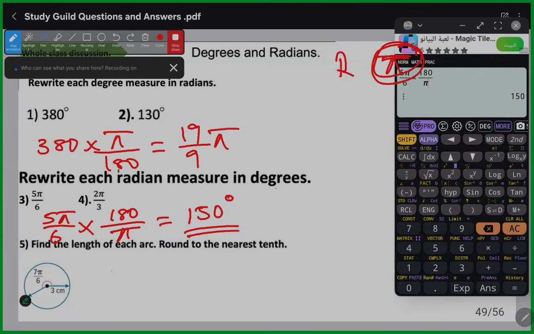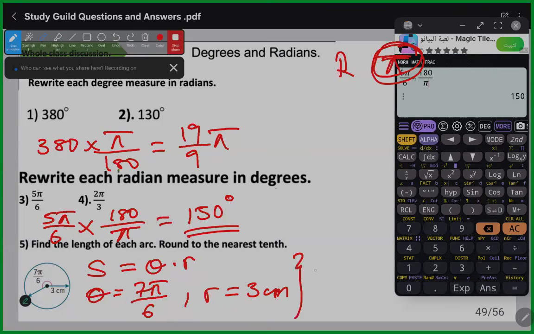Then for the arc length, the length of an arc is S, which is theta multiplied by radius. So here our theta is 7 pi over 6, and our radius is 3 centimeters. So what you just need to do to find the length is say 7 pi over 6 multiplied by 3. And that will give us, so let's use our calculator.